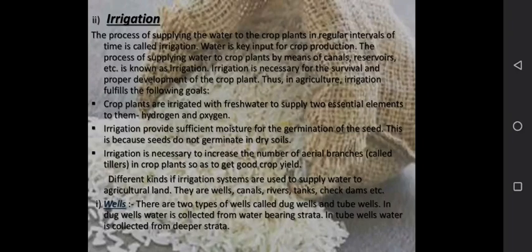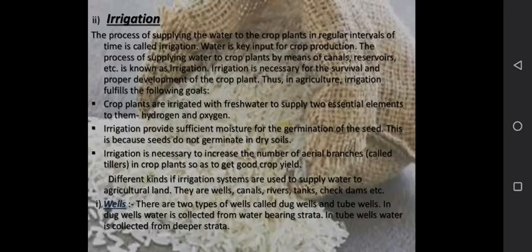Thus, in agriculture, irrigation fulfills the following goals. First, crop plants are irrigated by fresh water to supply two essential elements to them, that is hydrogen and oxygen. Second, irrigation provides sufficient moisture for the germination of the seed. This is because seeds do not germinate in dry soil, and irrigation is necessary to increase the number of aerial branches called tillers in crop plants so as to get good crop yield.